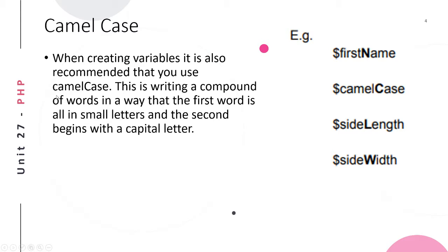Just a recommendation as well for camel case. Camel case is where, when you create a variable, you use a compound of words, first name for example, and the first letter of the first word is lowercase and the first letter of the second word is uppercase. It looks like a camel's back, like the hump on a camel. It is recommended you do that. It is industry standard, so it's something you should be doing anyway.